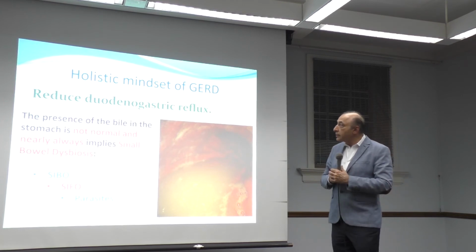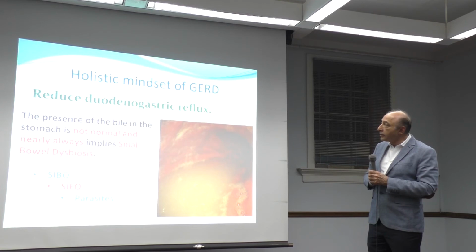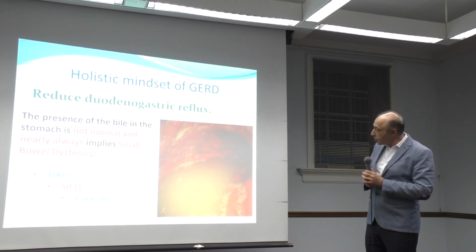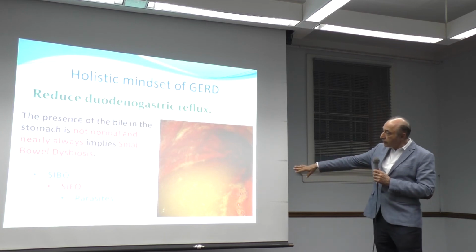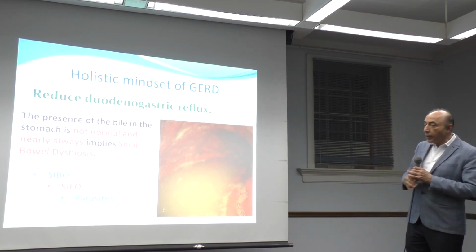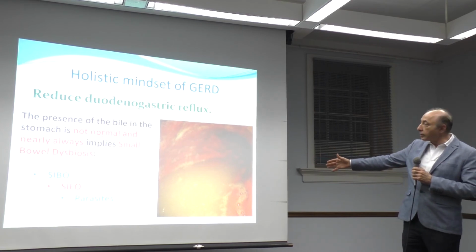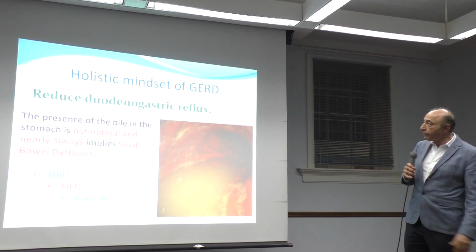And this is the concept of bile in the stomach. We mentioned that bile in the stomach is not normal. Can you see the green here? The stomach should look like this when you go in in a fasting state. You don't want to see this much bile sitting there. Okay. Next one, please.